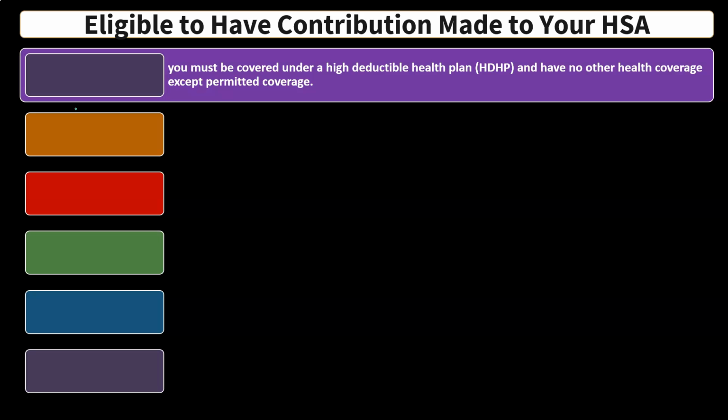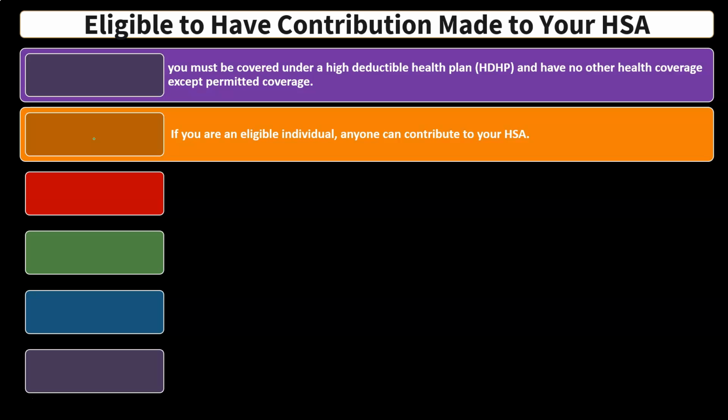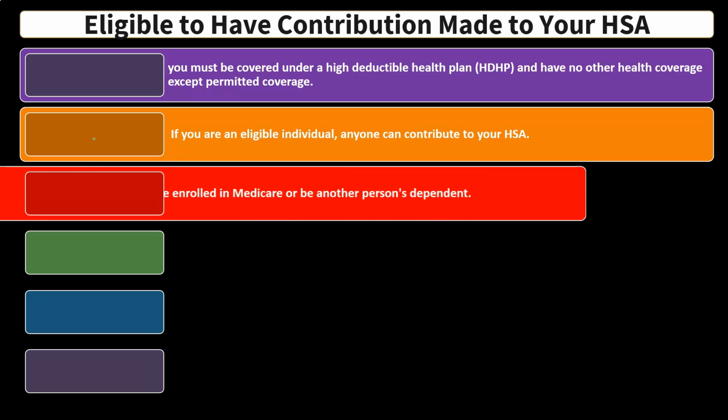So eligible to have contributions made. You must be covered under a high deductible health insurance plan. So it's got to be an HDHP, high deductible health plan, and have no other health coverage except permitted coverage. So you're locked into the high deductible plan, which is usually a cheaper plan, because it's got the high deductible, and therefore the amount of the premiums will generally be cheaper. And in order to cover the out-of-pocket costs for the medical expenses, that's when the HSA may come into play. So if you are an eligible individual, anyone can contribute to an HSA.